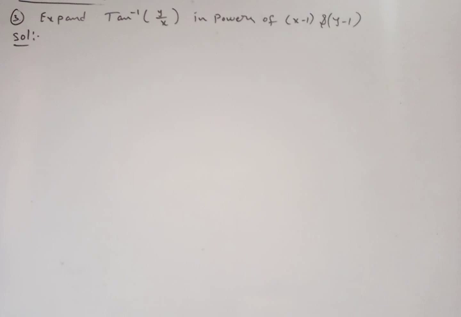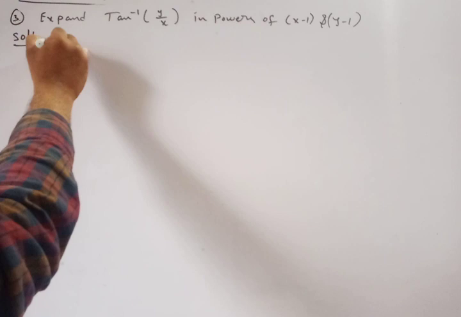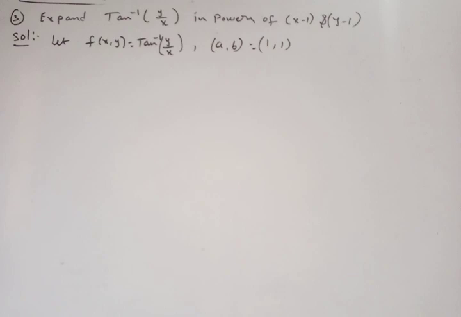He is not given an interval, but he says x minus 1 and y minus 1. That means the interval (a, b) is what? (1, 1). Correct. So what we have to do, first of all, let f(x, y) be equal to tan inverse of y by x. What is the point here? (a, b) is (1, 1). Right. So first, what is f(x, y) at (1, 1)?